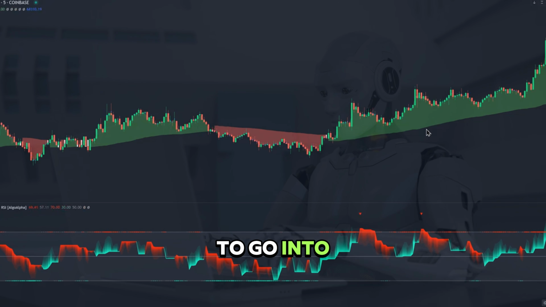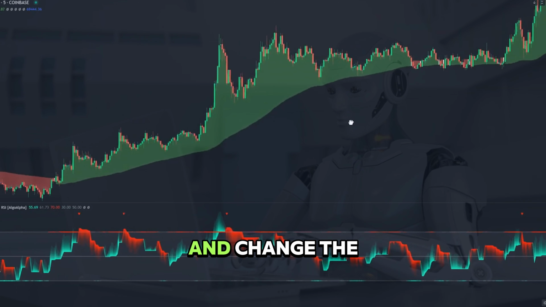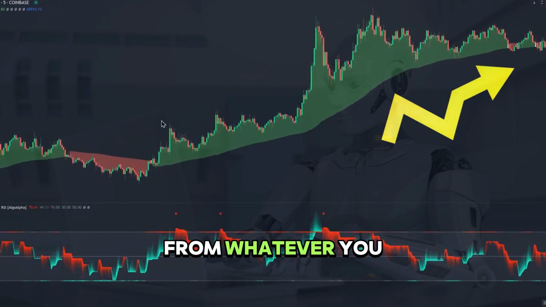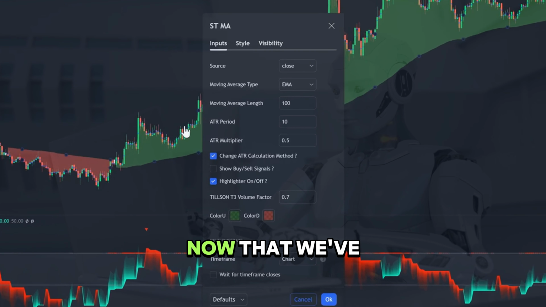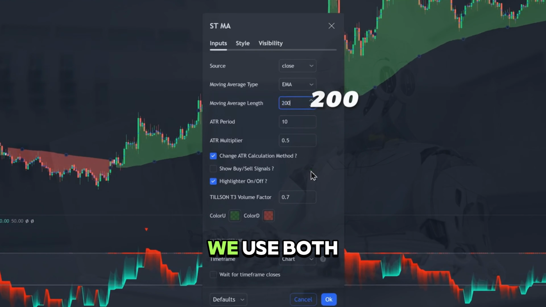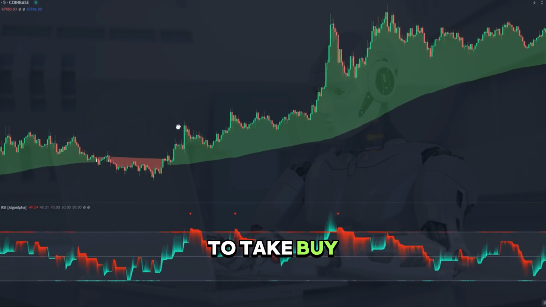I want you to go into the settings of the trend moving average indicator and change the length of the moving average from whatever you see when you go in there to the setting that I'm showing you here, which is 200. Now that we've got everything set up, let me show you how we use both of the indicators together to take buy and sell trades.